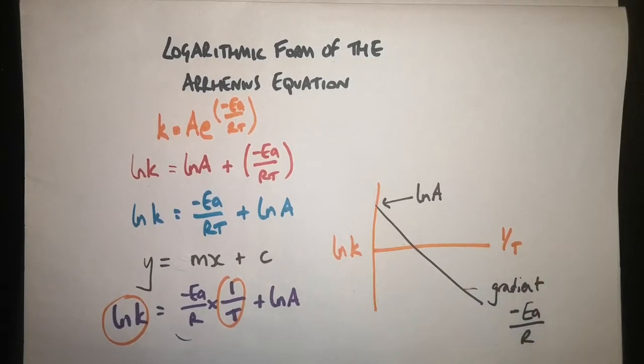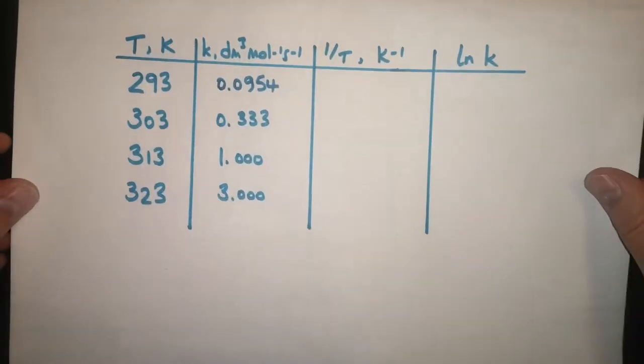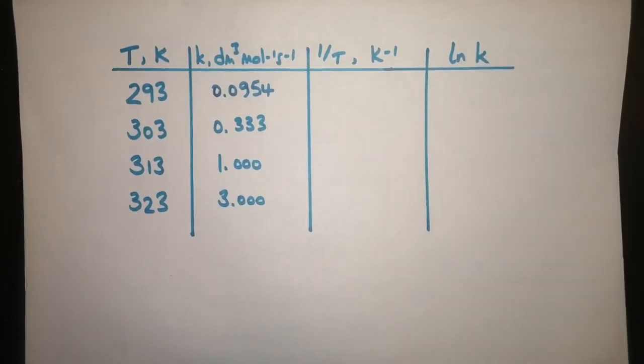K and T, so the rate constant and temperature, are things that we could get from experiments. We could perform an experiment at different temperatures, measure the rate constant, and then actually do one of these graphs. So that is what we'll do. So let's say we did an experiment to find these things out, and these are the data that came out.